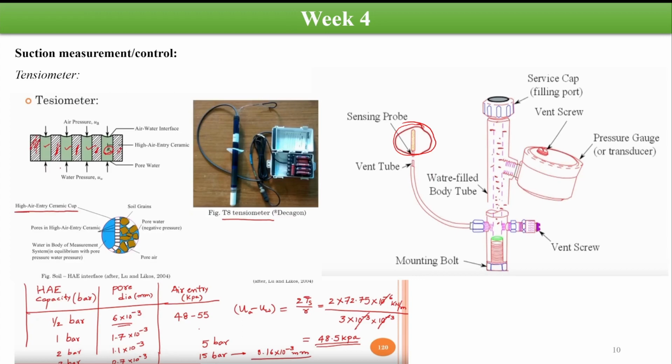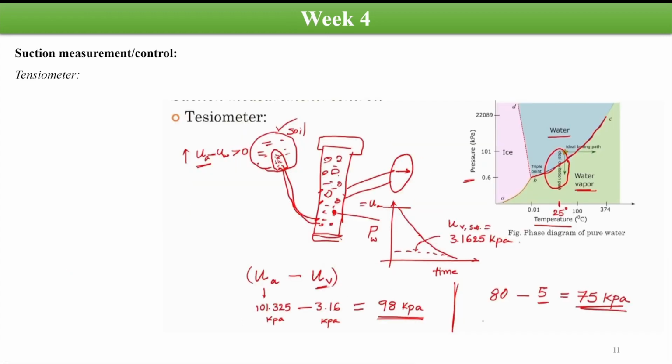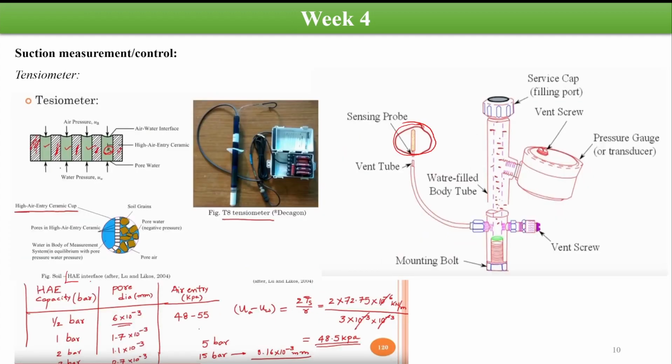So let's see it. This tensiometer mainly depends on the high air entry disk which is used. The range of this tensiometer decreases over time as this sensing probe starts to get clogged, and after some time.